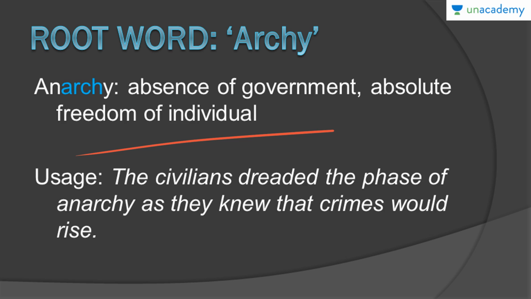The civilians dreaded the phase of anarchy as they knew that the crimes would rise. So the crime rate would rise because there is no law. If you do some crime, you will not be punished because there is no law. There is no judiciary, there is no executive, there is no legislature. So there will be nothing. You can do whatever you want to. Because of that, the crime rate will rise. So that's just to explain to you the meaning of anarchy.